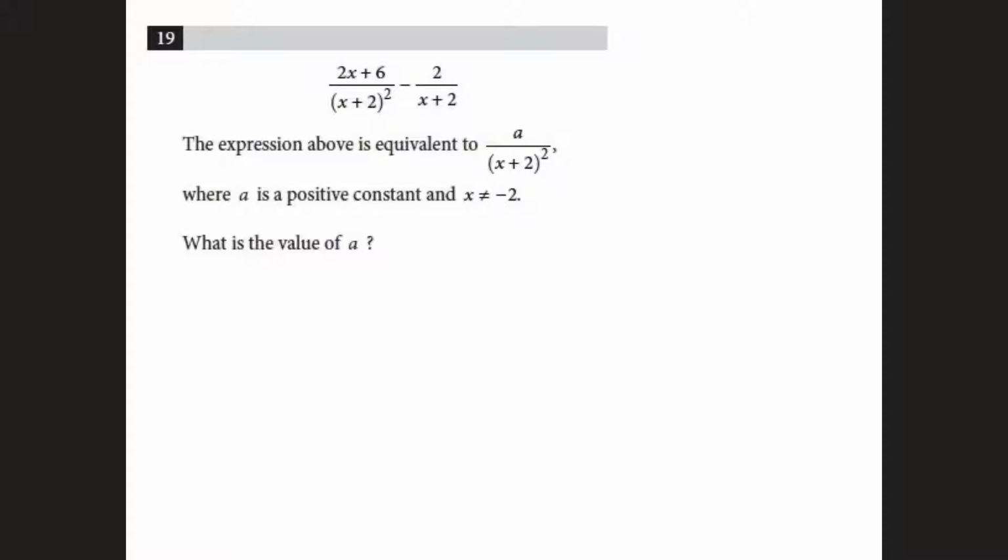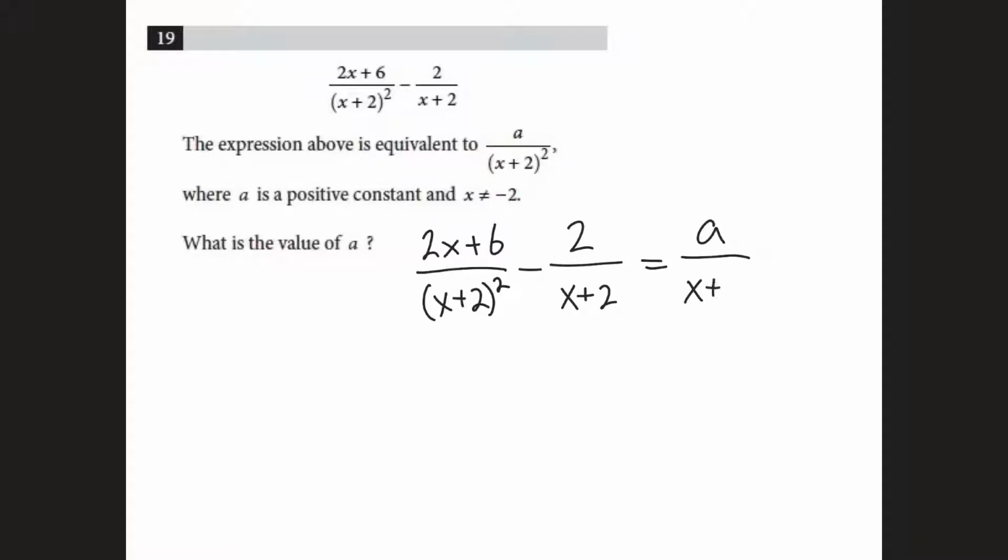Number 19. Okay, we've got an expression, and it is equivalent to a over (x plus 2) squared, where a is a positive constant and x is not equal to -2. What is the value of a? All right, so I'm going to write this out here. We have 2x plus 6 over (x plus 2) squared minus 2 over (x plus 2) equals a over (x plus 2) squared.